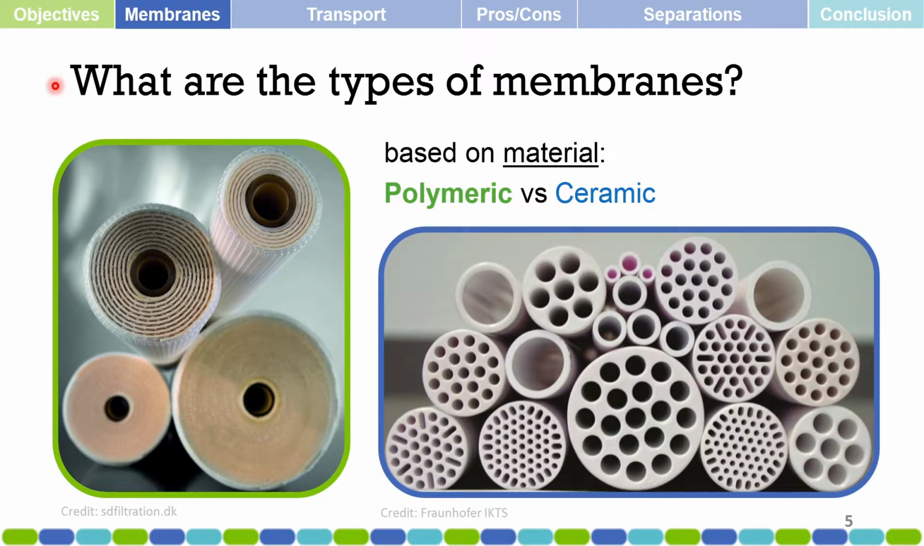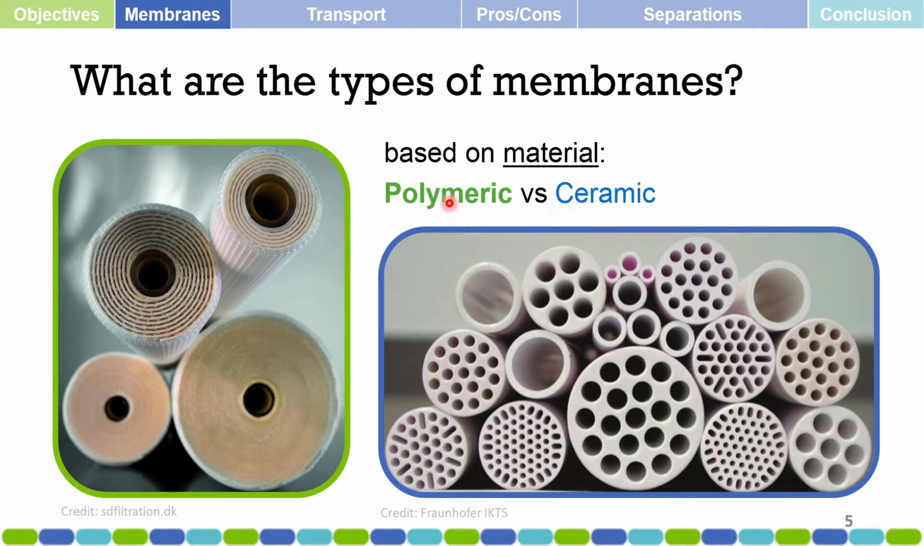So what are the types of membranes? We can easily classify membranes based on their material. Technically speaking, membranes can either be synthetic or biological, but we are focusing on the synthetic ones. Of the synthetic types, the more industrially significant ones are the polymeric membranes and the ceramic membranes.